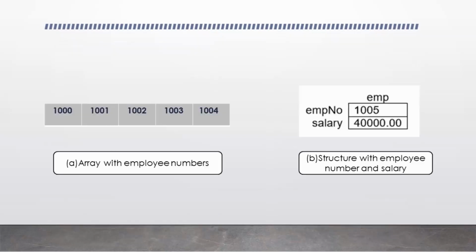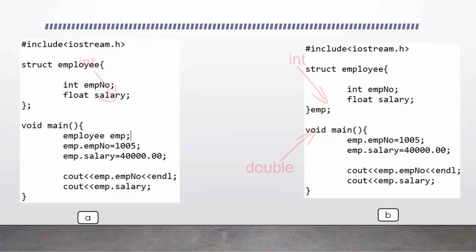In an array, we store data values of a single data type. But if we use a structure, we can create user-defined data types which can store data of different types. Look at this example, which stores data about an employee.